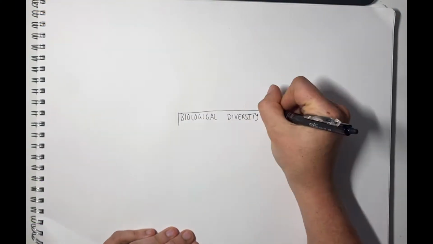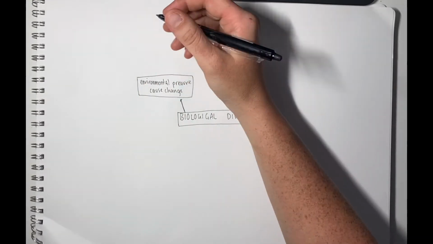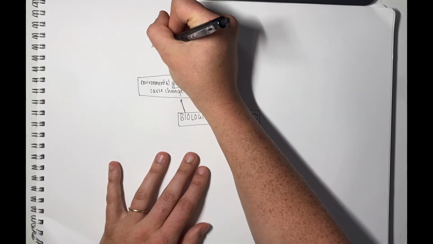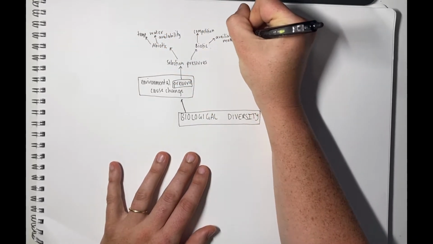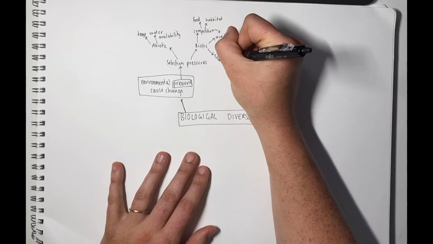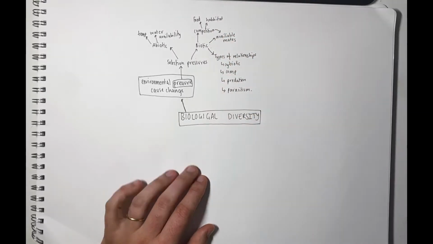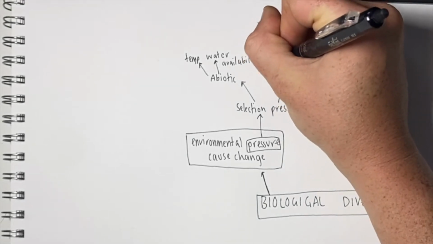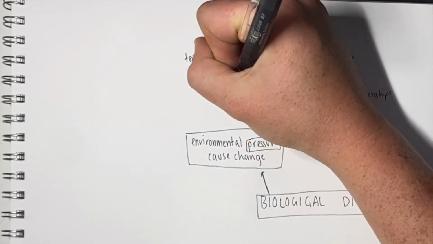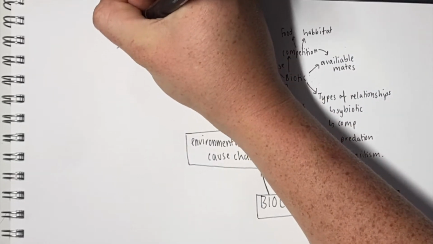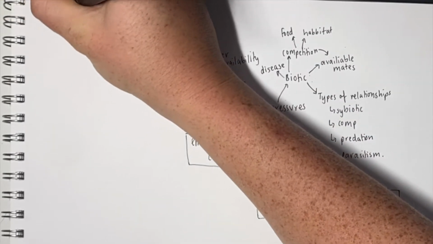Module 3 has been all about biological diversity. We've had 4 main inquiry questions and we're going to work through them one by one. First, we're going to look at environmental pressures that cause change, and we looked at selection pressures such as abiotic and biotic factors. Abiotic factors include things like air temperature and water availability. Biotic factors were things like competition within species. We looked at symbiotic relationships, predation, parasitism, and disease. And we looked at competition for things like food, habitat and available mates.